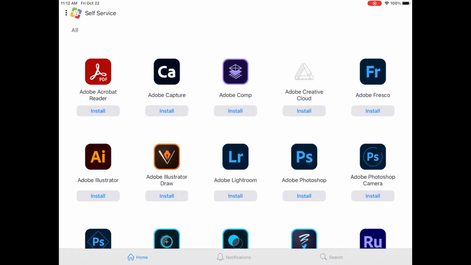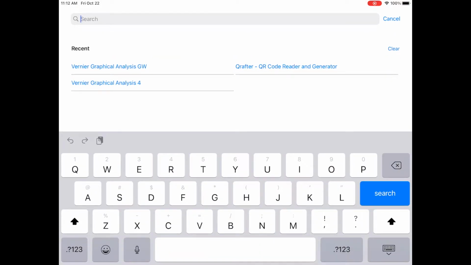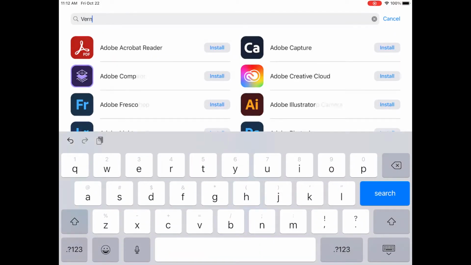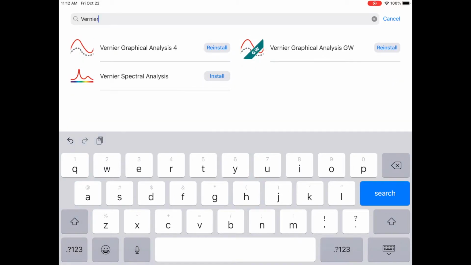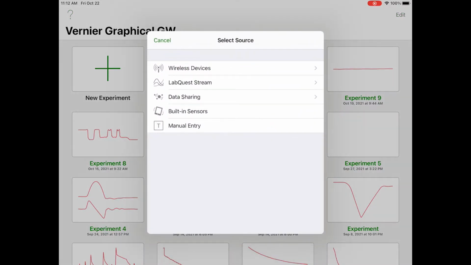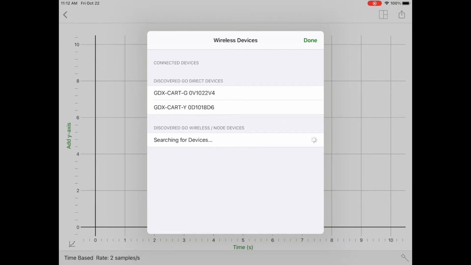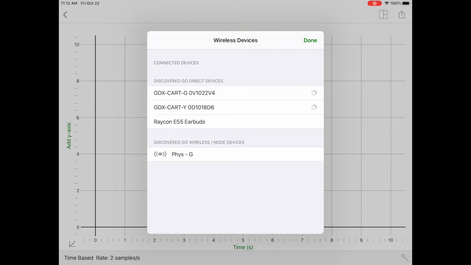The first thing you need to do for this lab is go to self-service and download Vernier Graphical Analysis GW. So type in Vernier and select Graphical Analysis GW. Load it up with a new experiment. Select Wireless Device and select your two carts, green and yellow. Make sure the codes match up with the one on your device.